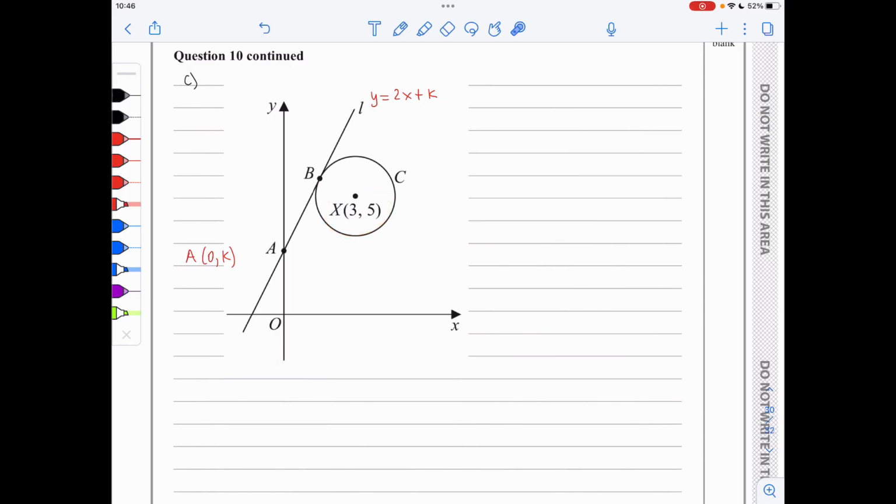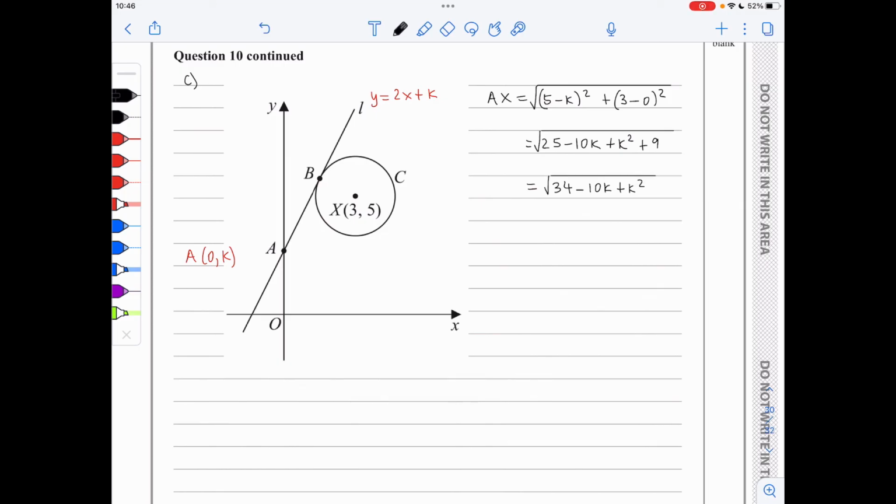So I will start by finding that the distance AX is going to be the square root of (5 - k)², so y2 - y1 squared plus x2 - x1 squared all square root. And this gives me 25 - 10k + k² + 9. So this further simplifies into the square root of 34 - 10k + k².